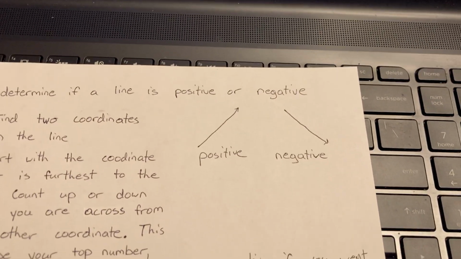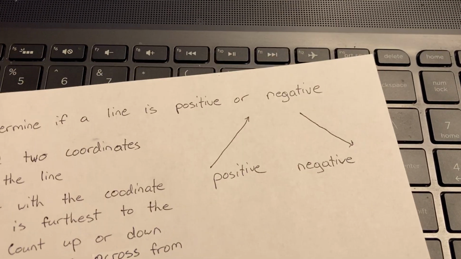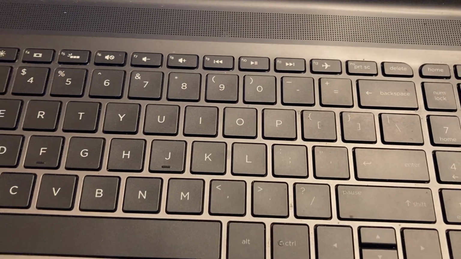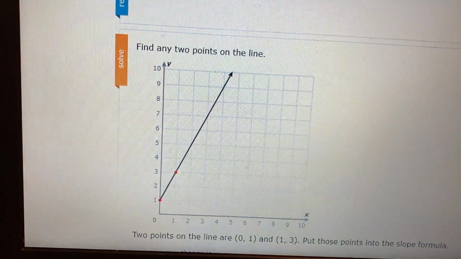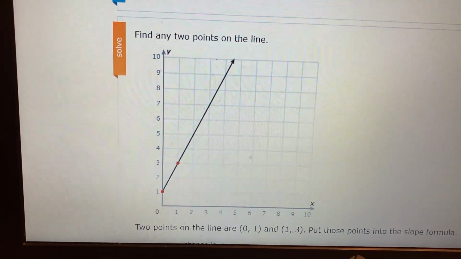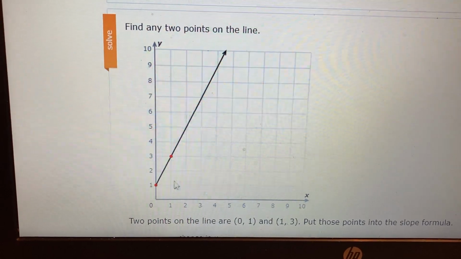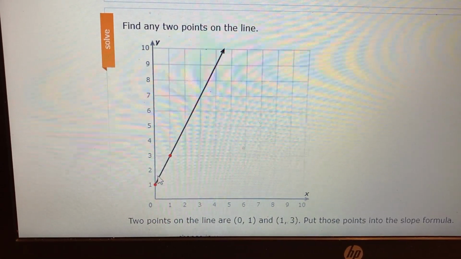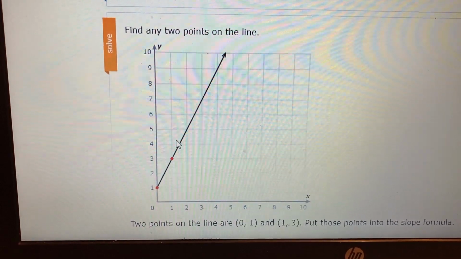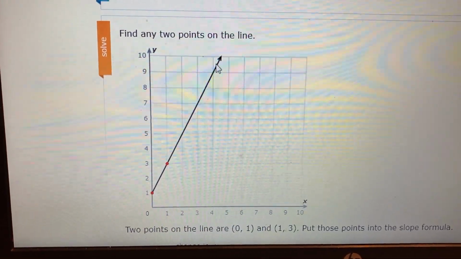Now, if I think about that ahead of time, I don't have to worry about one other thing. For instance, this line, from left to right, so the furthest point to the left, where's my mouse? There it is. The furthest point that I can find to the left is right here. And if I were to follow this line, you notice that I'm going up. So this is a positive.